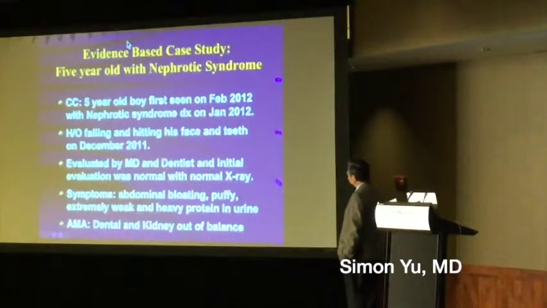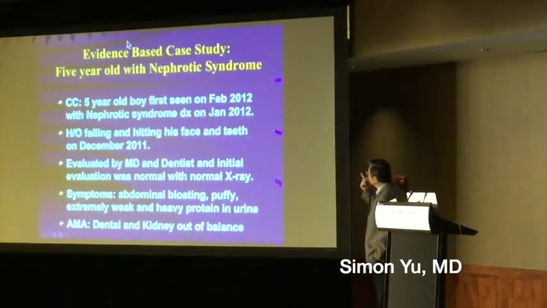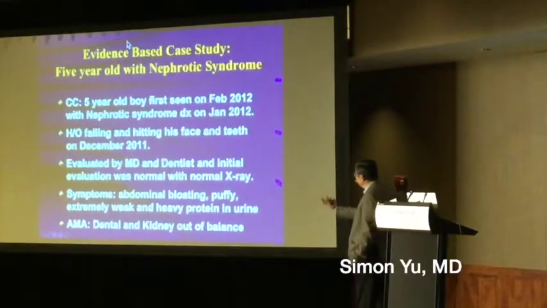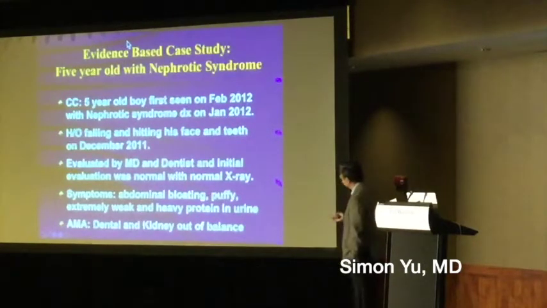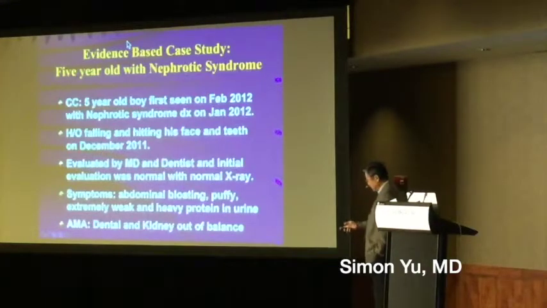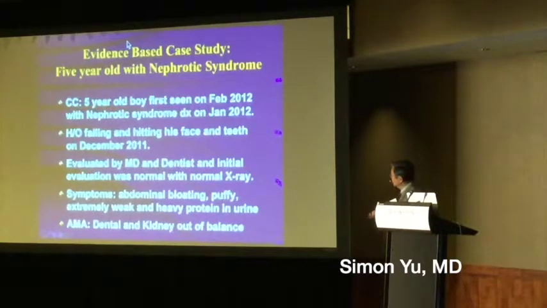But anyway, all those people we see here, and here's a 5-year-old kid with nephrotic syndrome. I saw him first time in 2012 with nephrotic syndrome, diagnosed in January, and I saw him 1 month later. Only history is he fell, hit his face and teeth in December 2011. So the medical doctor and the dentist said everything was fine. But symptoms including abdominal bloating, puffy, extreme weakness, and heavy protein in the urine. When I checked the meridian system, dental and kidney were out of balance.